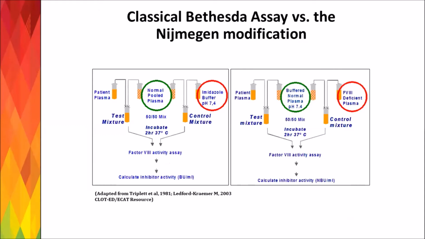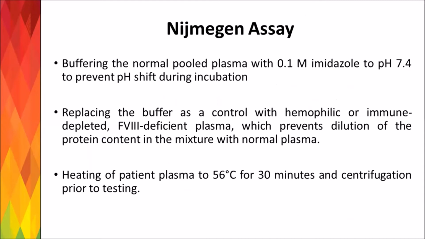There are 2 things which have been done in the Nijmegen modified assay. One is you are buffering your normal pool plasma with 0.1 molar imidazole to pH 7.4. Why is this done? It is to prevent any pH shift from causing a wrong result during this 2 hour incubation.